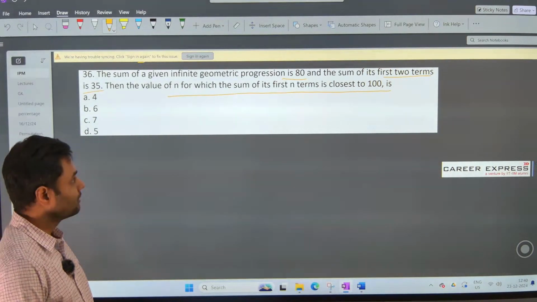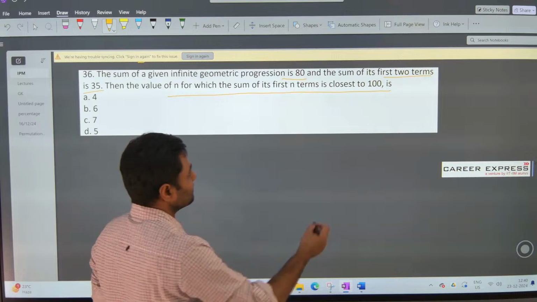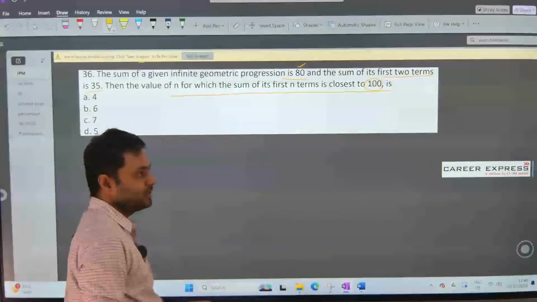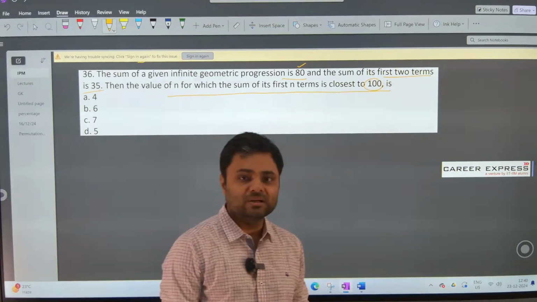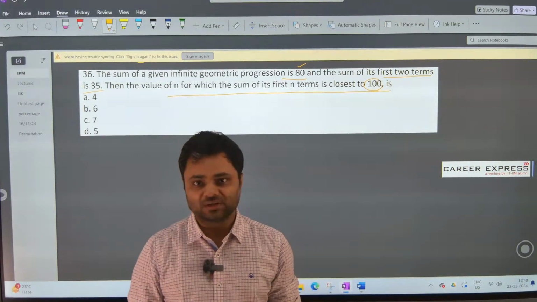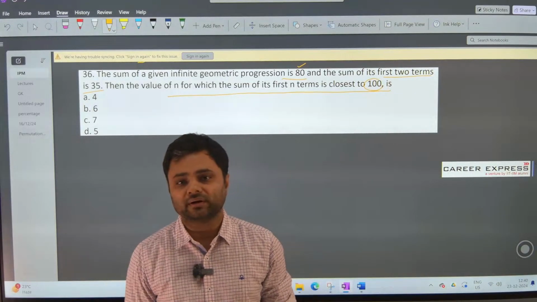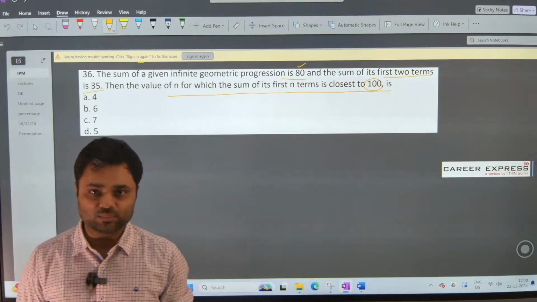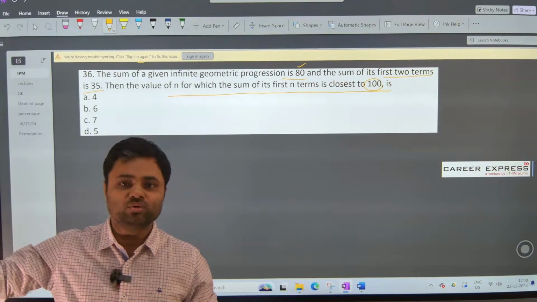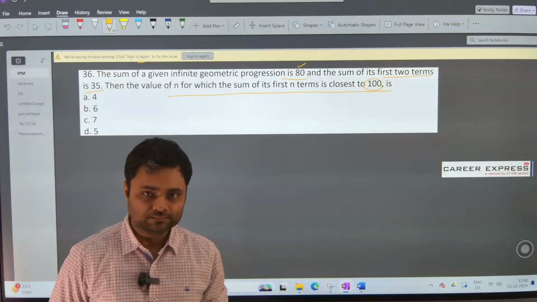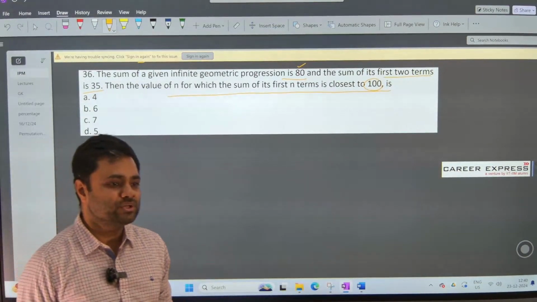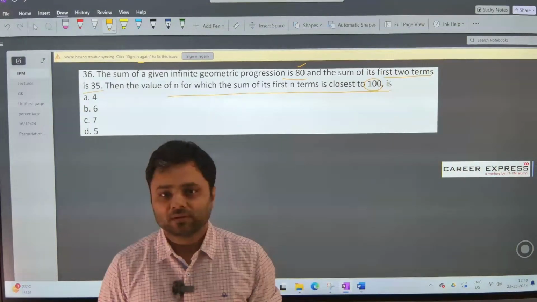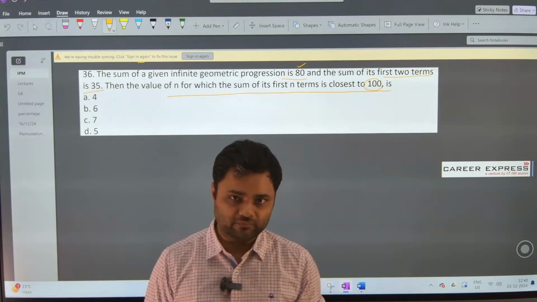Now, sum of its n terms is closest to 100. That means if the sum is closer to 100, more than 80, then we can say that if the sum of infinite terms is 80 and the sum of a few terms is more than 80, closer to 100, that means there have to be some negative terms, because the sum of lesser terms is more and the sum of more terms is less. So there have to be some negative terms. That also means there will be some positive and some negative terms. In a geometric progression, that is only possible when R, the common ratio, is negative. Right?